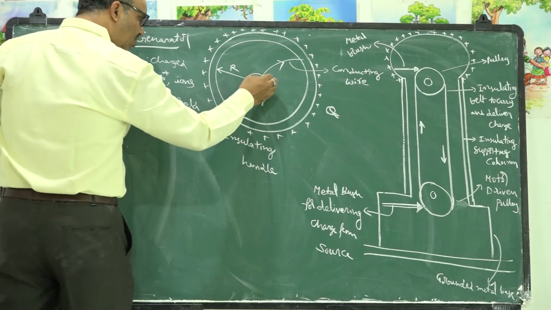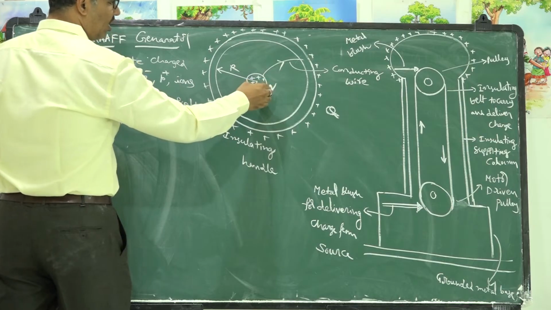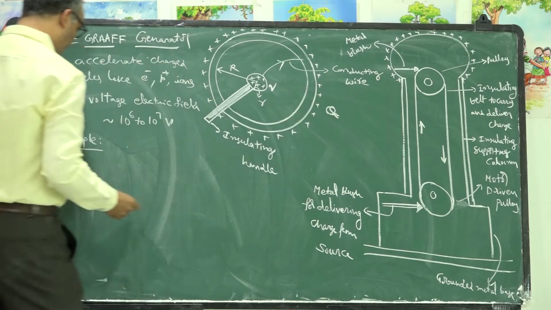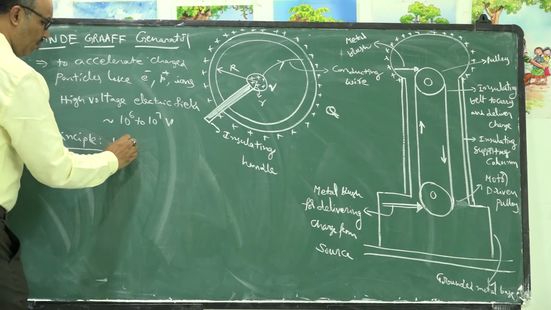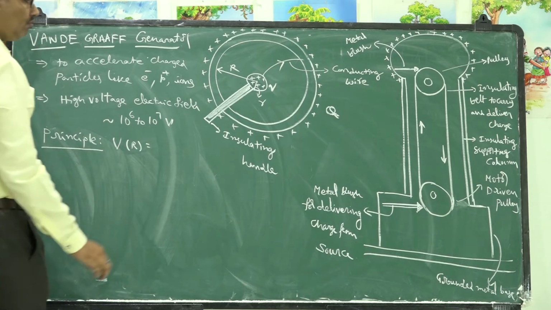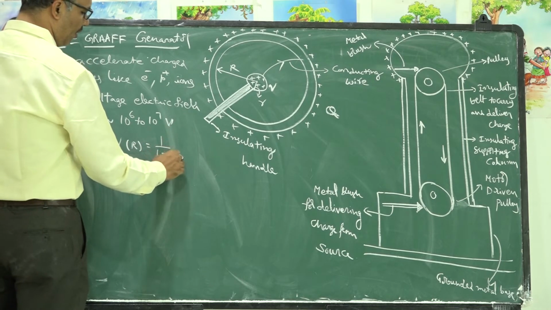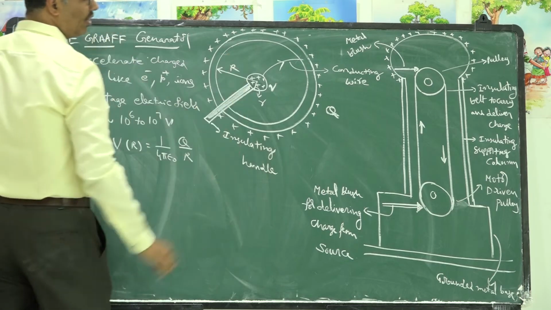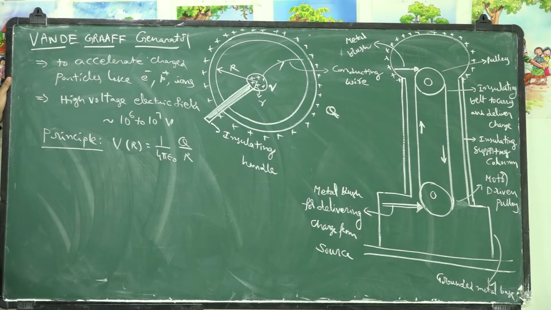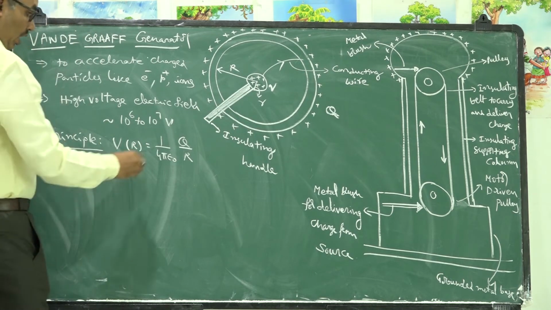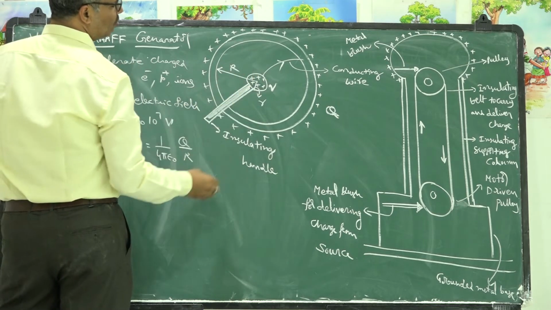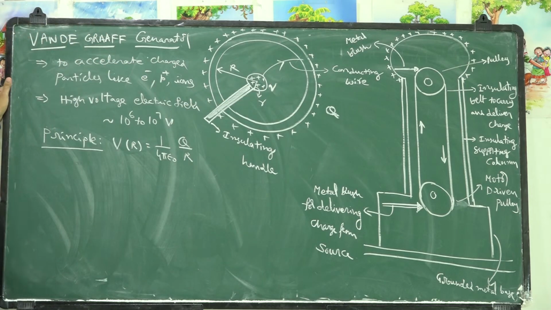Before the introduction of this smaller charge inside the shell, the potential on the surface of the shell is given by V capital R. V capital R is equal to 1 by 4 pi epsilon naught capital Q by capital R. The same is the potential at the surface even at an inside point. Now, I am introducing a smaller sphere of radius small r possessing a charge small q.